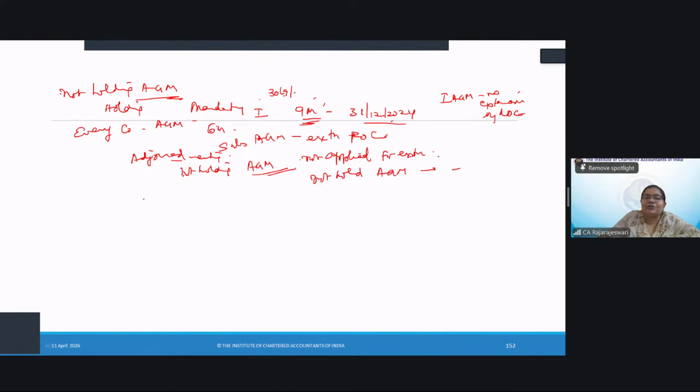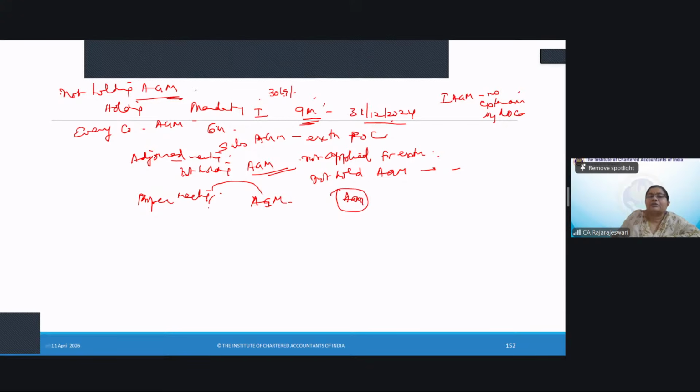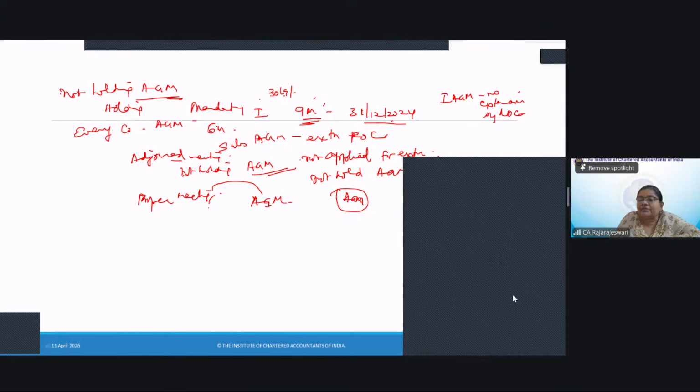See, at least in an adjourned meeting, a proper meeting was called, but because the quorum was not there, it was adjourned. That is the thing. But here the main provision itself has been violated; the AGM itself was not held. So you have to specify the reasons for not holding the AGM. That you have to specify, right?